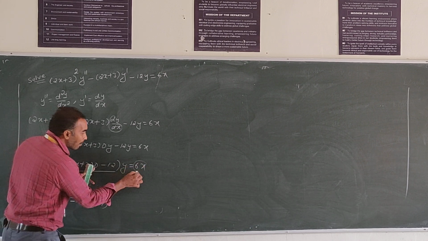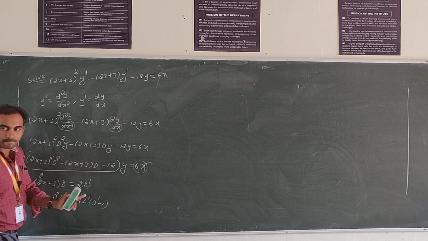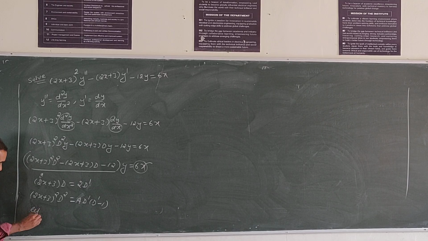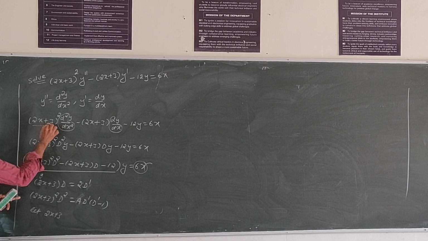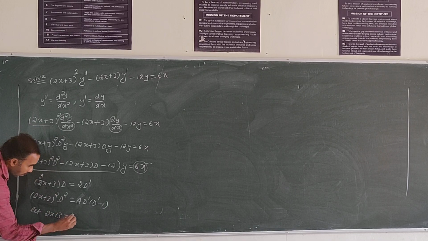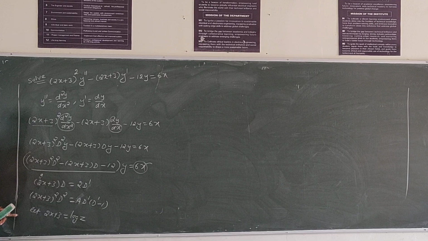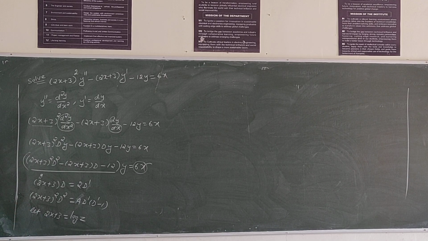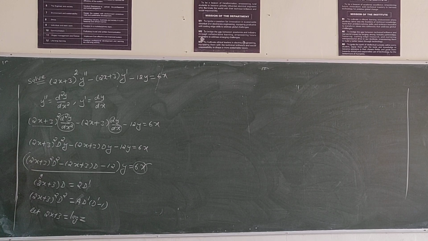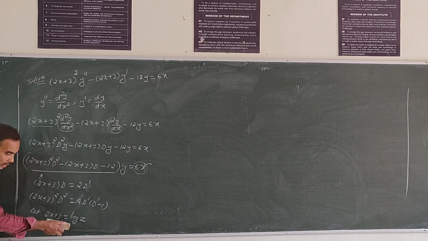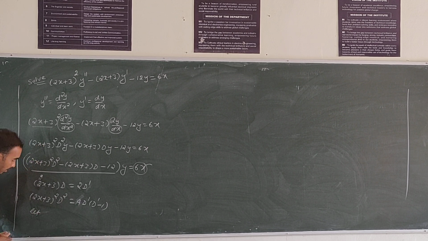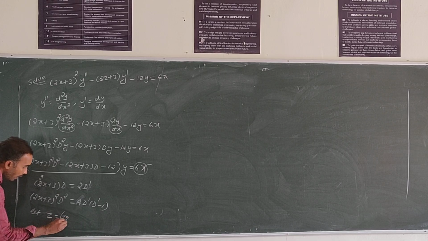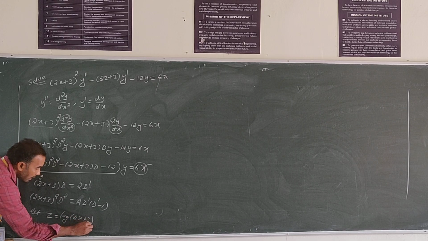Then the right side application we have to do. Here x is there. So let z equal log(2x+3). See the note? Log(2x+3) equals z. Correct it: let z equal log(2x+3).